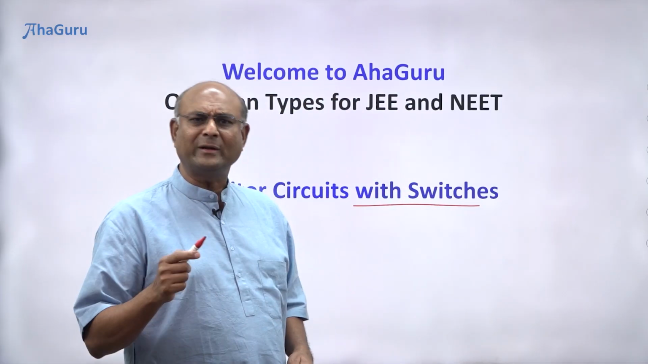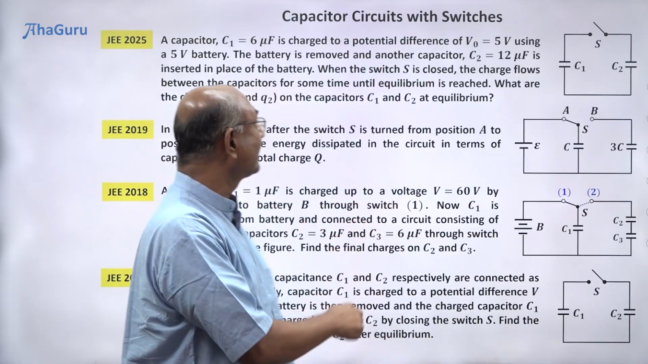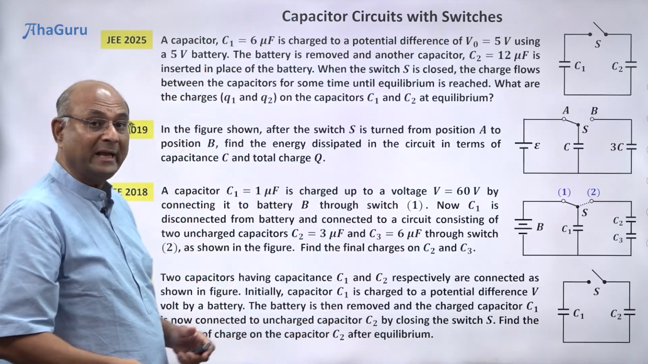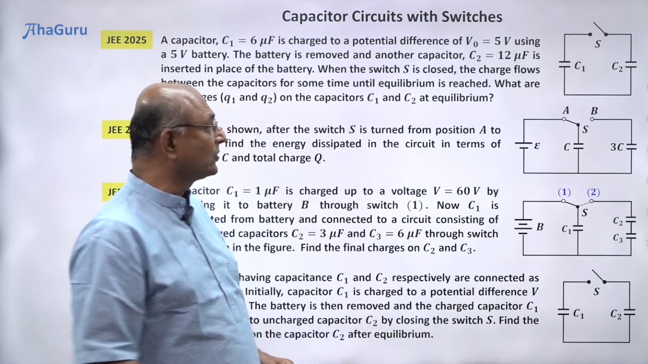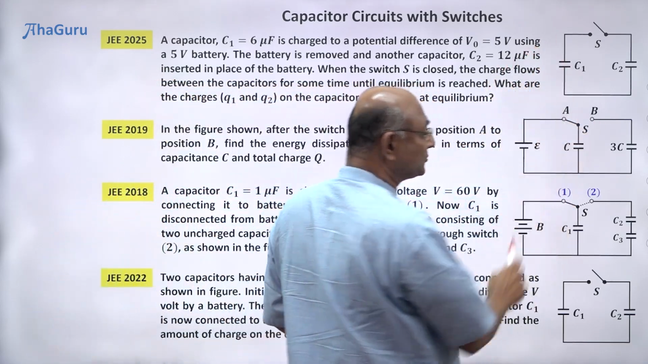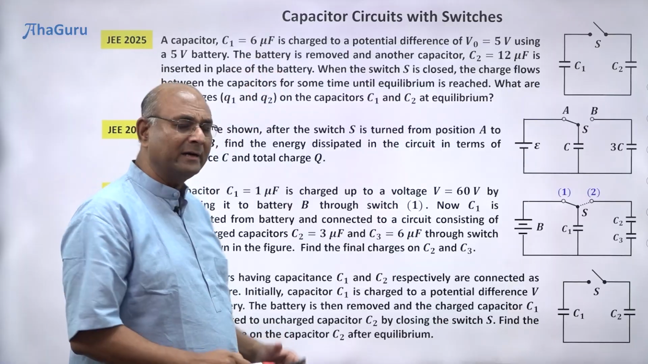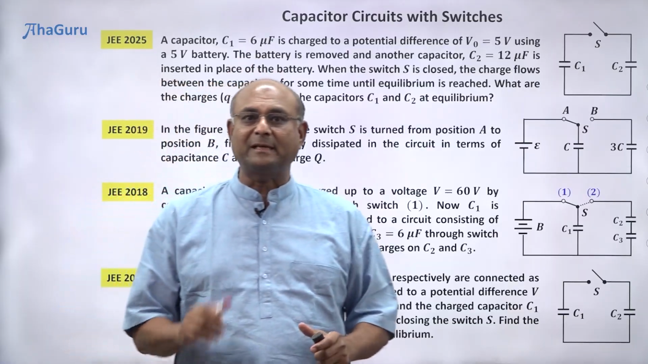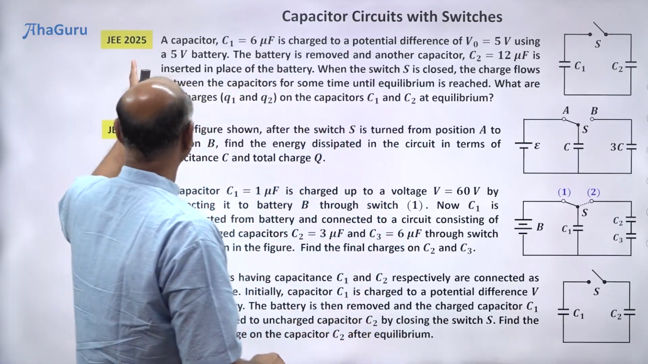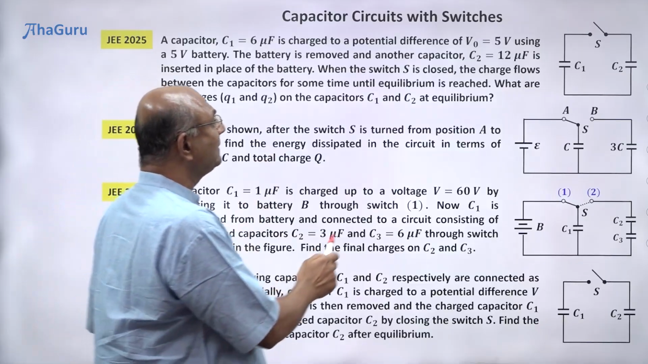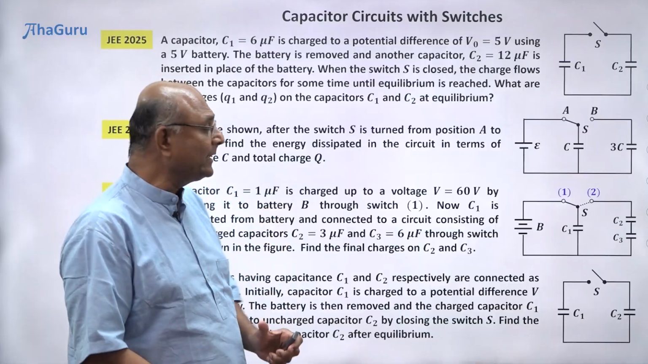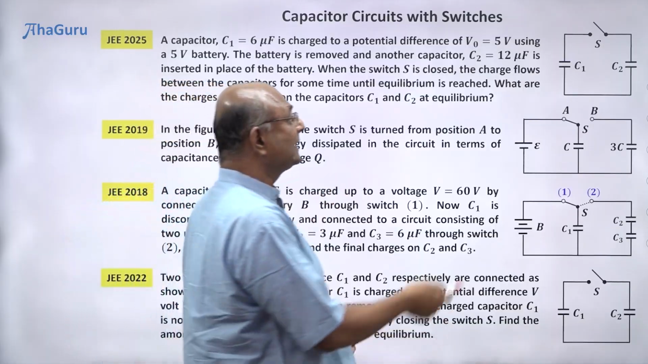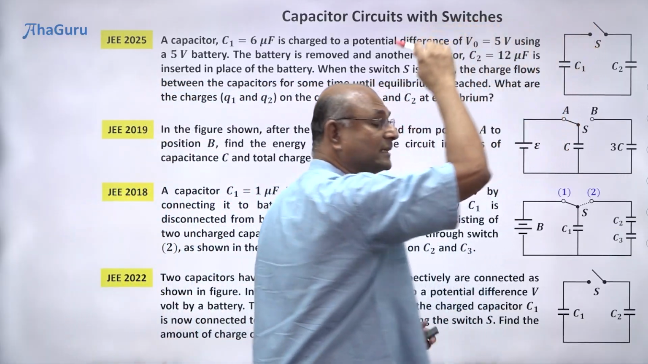But do these questions actually come up in JEE? Look here. Almost every couple of years you will get a question based on capacitor circuits with switches. This has appeared many times in the JEE. Look at this question that appeared in 2025. You are basically connecting C1 first to a battery, then you're removing the battery and then connecting it to C2 and then closing the switch.